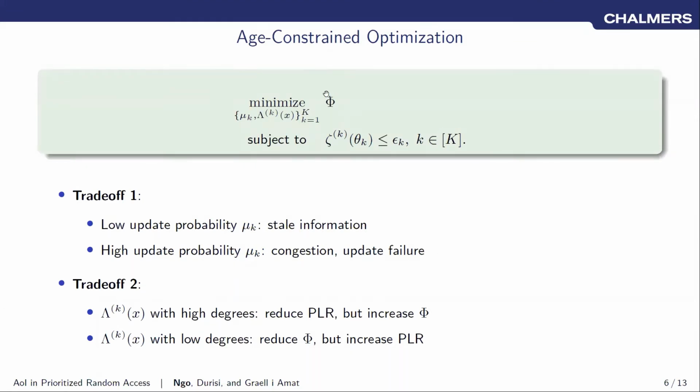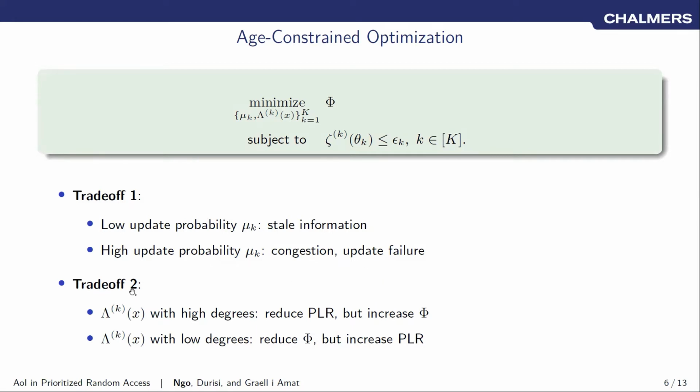We want to minimize the average number of packets transmitted per slot, subject to some edge requirements, and we minimize it over the update probability, mu, and the degree distribution lambda of each class. Here there are some interesting trade-offs. First, if we choose a low update probability, then a new update is generated after a long time, and the information in the last update can be stale. On the other hand, if we choose a high update probability, then a user transmits many packets, the channel can be congested, which leads to update failure.